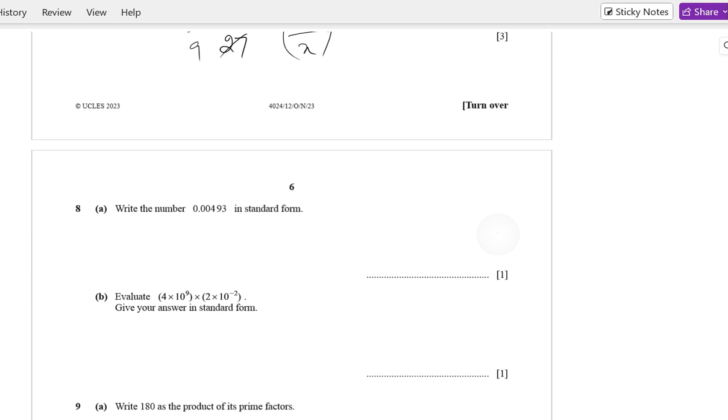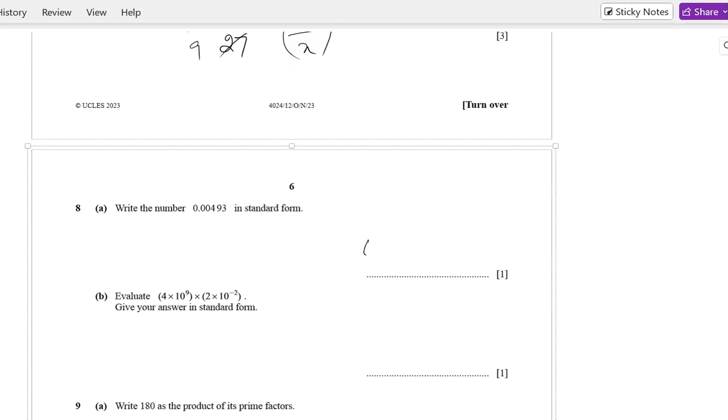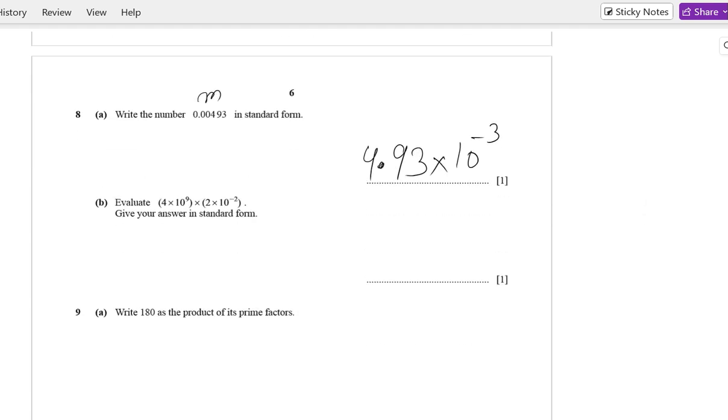Alright, write the number in standard form. For standard form, we should have the decimal after the very first non-zero number. Now let's count how much we have moved. 1, 2, 3. So power minus 3. 4 times 2 into 10 power 9 plus minus 2 from the laws of indices. So it would be 8 into 10 power 7.